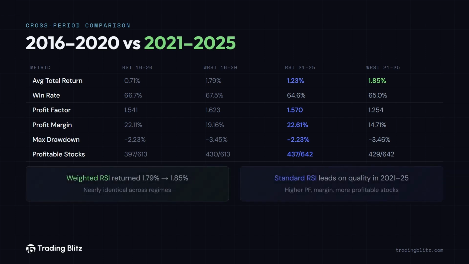In the 2021 through 2025 period, the standard RSI took the lead in every quality metric. Profit factor increased to 1.57 for the standard RSI versus a decline for the weighted RSI from 1.62 down to 1.254. The profit margin was 22.61% versus 14.71%. And standard RSI actually had more profitable stocks with 437 out of 642 versus 429 for weighted RSI. So what we're seeing is a genuine trade-off.